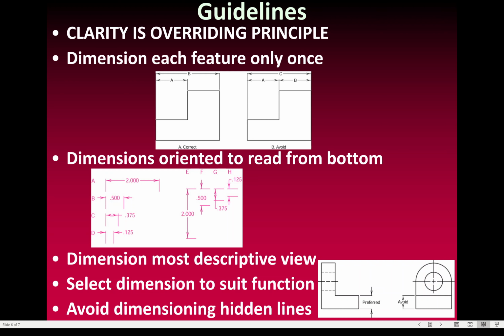You don't want to dimension any hidden lines when possible. This is one that can oftentimes get broken. A lot of times you just can't get three views where you're not dimensioning a hidden line. But in general, you want to avoid that. Only dimension visible lines, visible features.